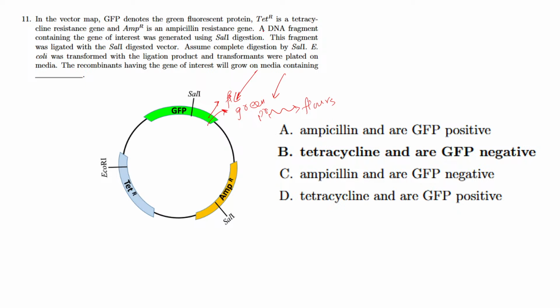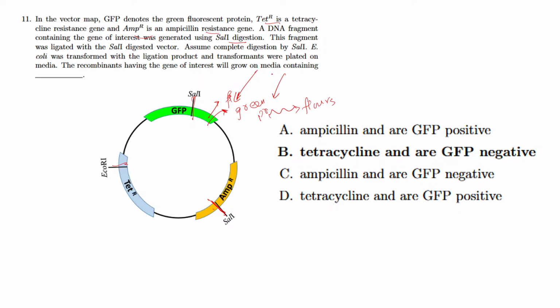Let us analyze the further things. I have a tetracycline resistance gene over here, and an ampicillin resistance gene over here. A DNA fragment containing the gene of interest was generated using SalI digestion. So I have a SalI restriction enzyme site over the GFP and the ampicillin resistance, and the EcoRI digestion at the tetracycline one. Assume that complete digestion of E. coli with SalI was performed with ligation of product, and transformants were plated.